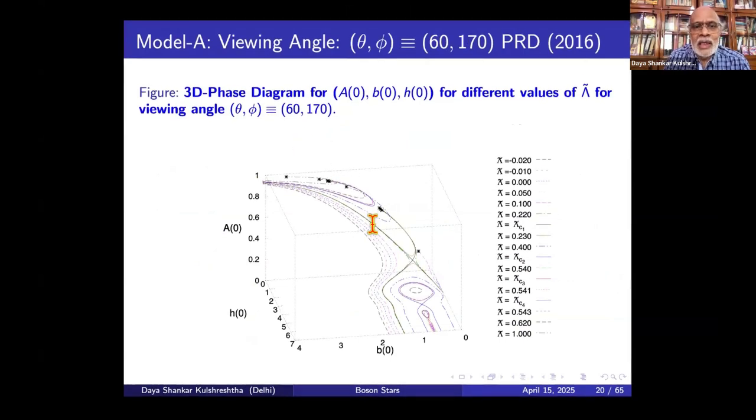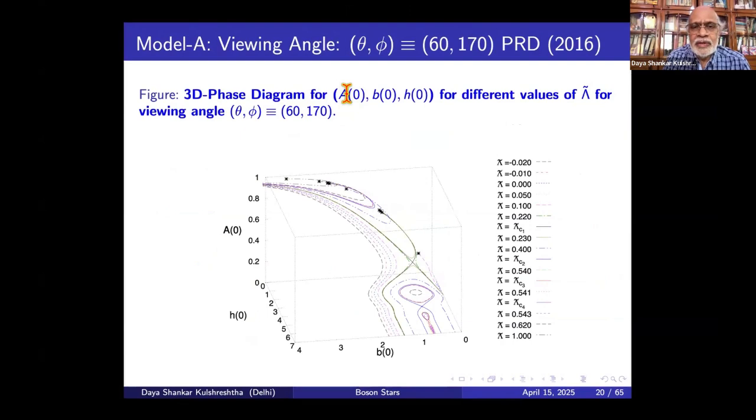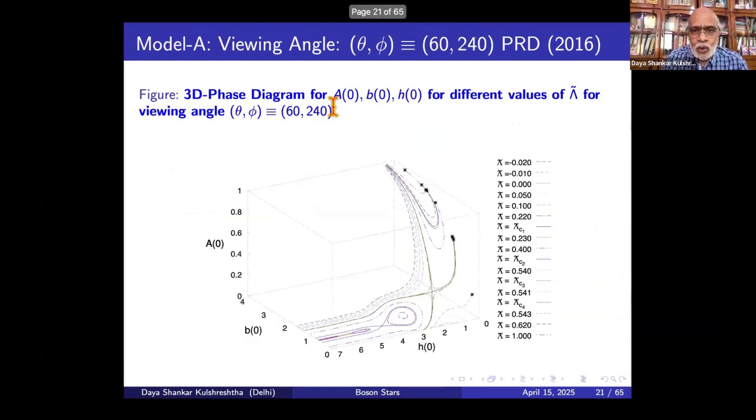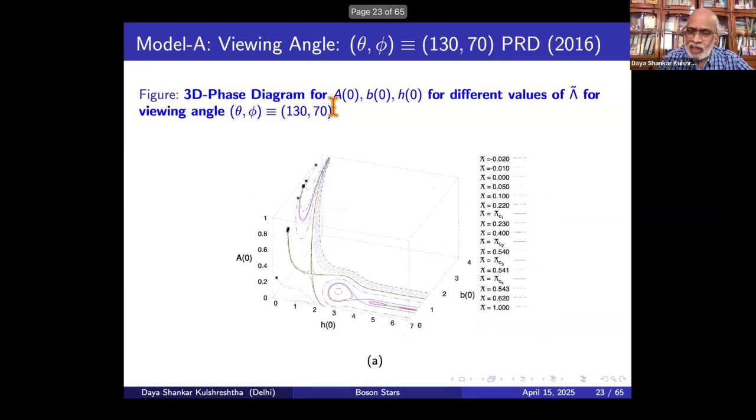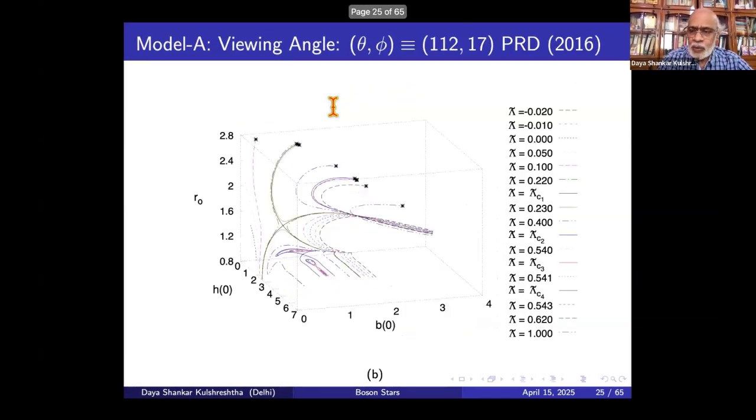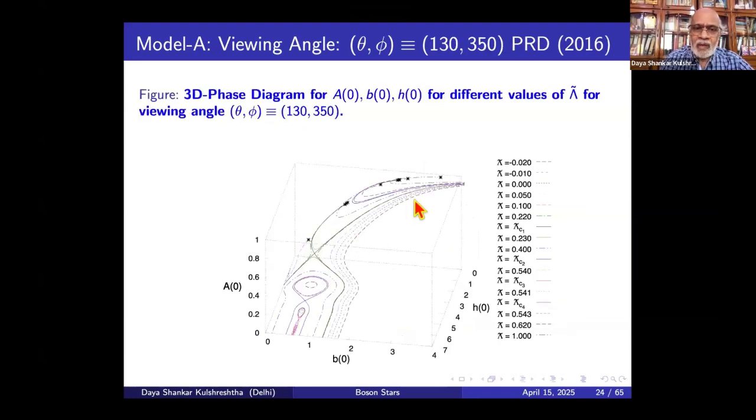So this is a three-dimensional plot of the metric function A at the center of the star, the vector field at the center of the star, and the scalar field at the center of the star. The viewing angle here is 60, 170. Now I will show you a few more, each corresponding to a different viewing angle, 60, 240, and so on. So the same three phase space variables, but with a few figures showing the view from different viewing angles.